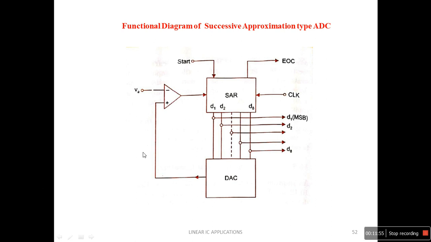So in a similar way, whenever the unknown voltage is greater than the output of the DAC, it leaves the same bits and the next consecutive bit, the successive bit, it sets to 1. Otherwise, if the unknown analog voltage is less than this DAC output, then it resets the present bit and the next bit will be set. So that is the process.